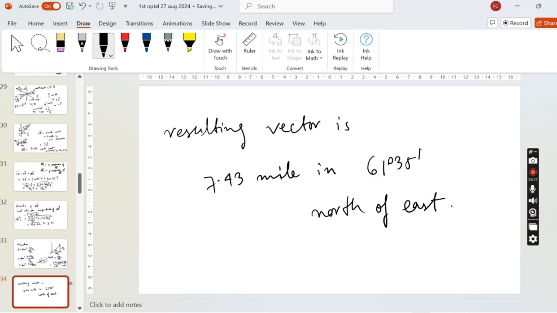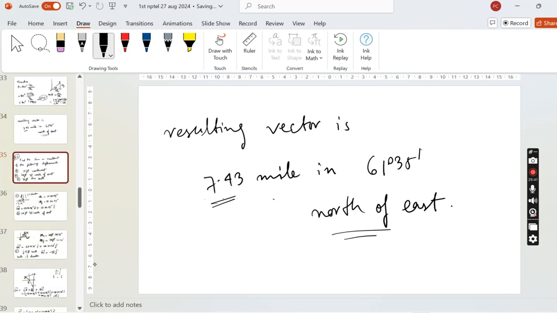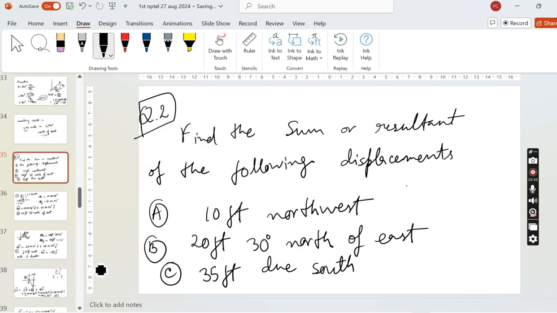So the vector is making 61 degree, 35 degree north of east, and it is 7.43 mile. When we want to comment on the resulting vector, we need the magnitude as well as the direction, both. Always remember that.